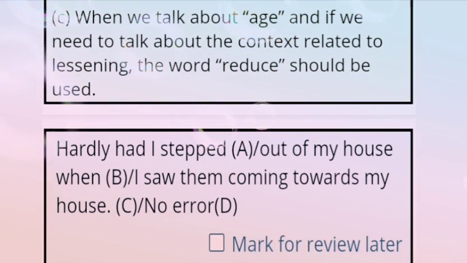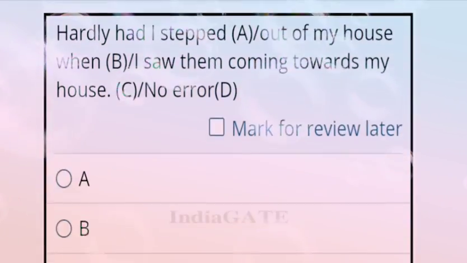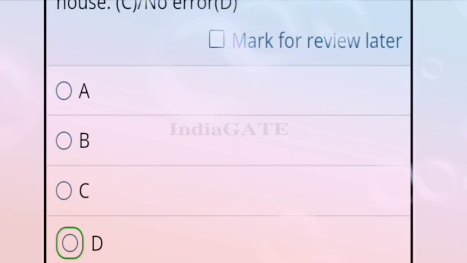Next here, hardly had I stepped, option A, out of many houses when, option B, I saw them coming towards my house. Option C, and option D, no error. And the correct answer for this is no error.